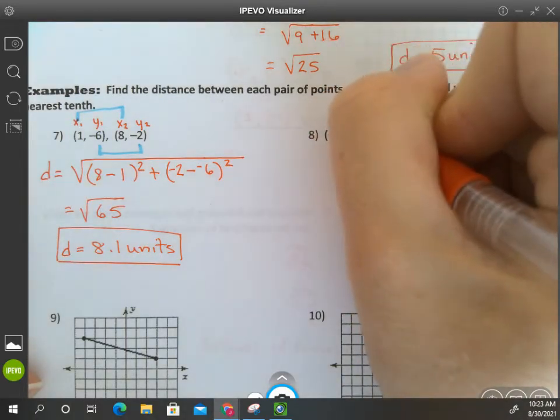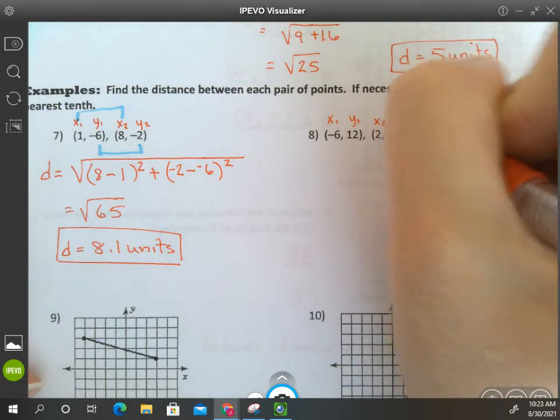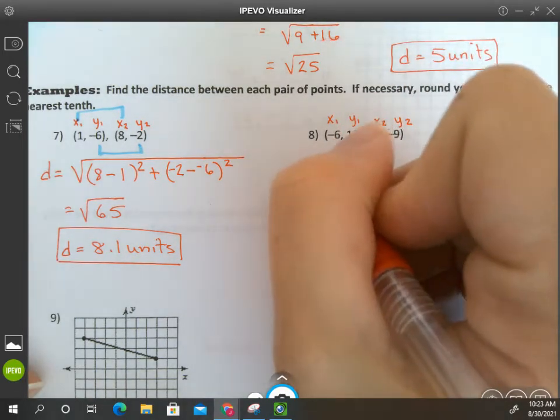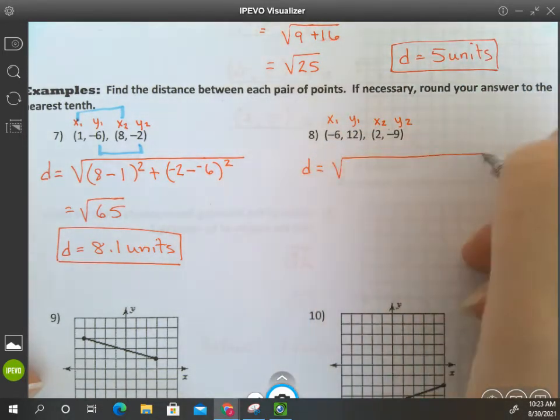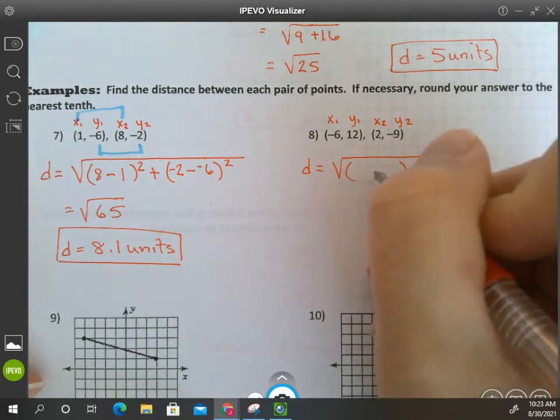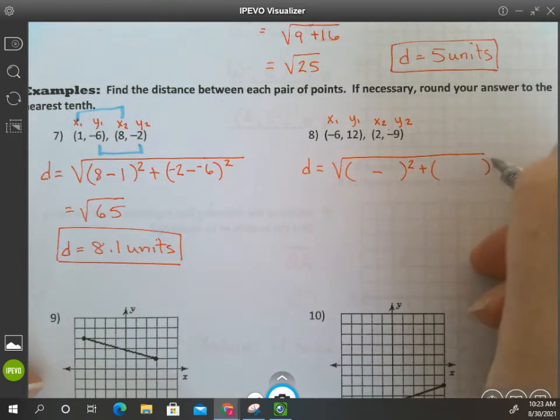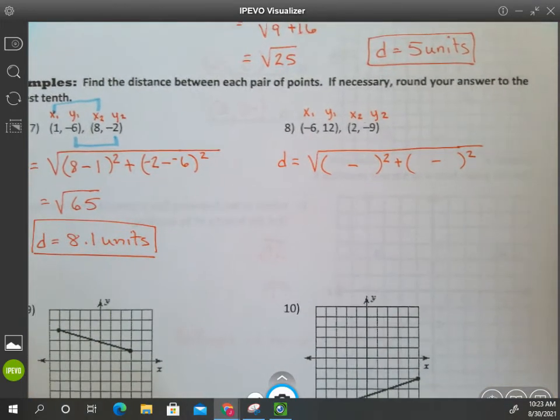So x1, y1, x2, y2. Again, I think the template will help you guys. So we're always subtracting what's in there and then adding those differences after we square them. So I've labeled everything. This just helps my brain. Okay, it helps me keep everything organized.